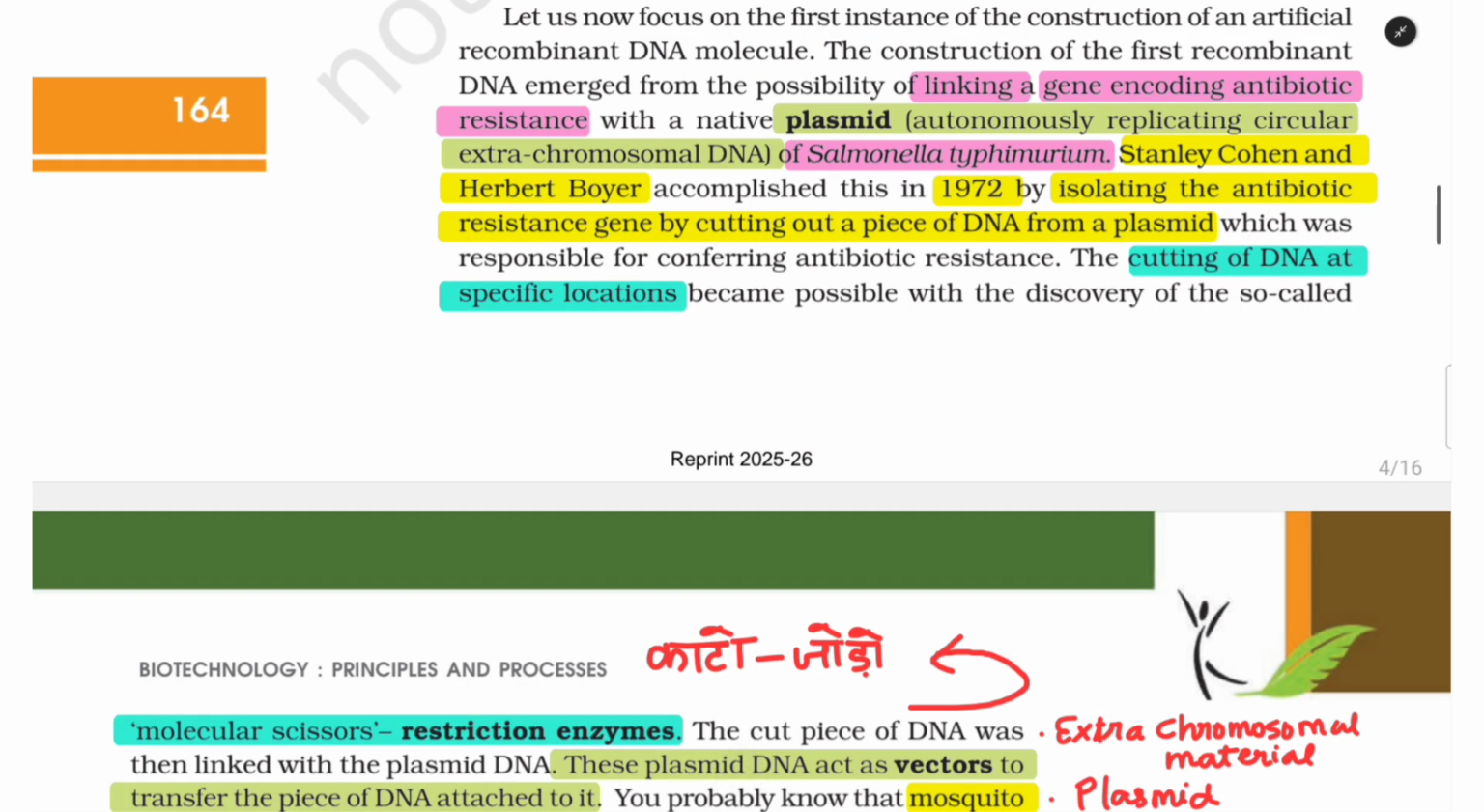Let us now focus on the first instance of the construction of an artificial recombinant DNA molecule. The construction of the first recombinant DNA emerged from the possibility of linking a gene encoding antibiotic resistance with a native plasmid. Plasmid is an autonomously replicating circular extrachromosomal DNA of Salmonella typhimurium. Stanley Cohen and Herbert Boyer accomplished this in 1972 by isolating the antibiotic resistant gene by cutting out a piece of DNA from a plasmid which was responsible for conferring antibiotic resistance.